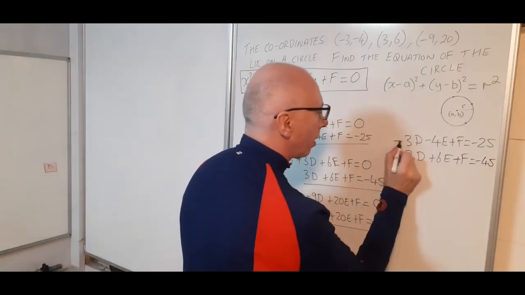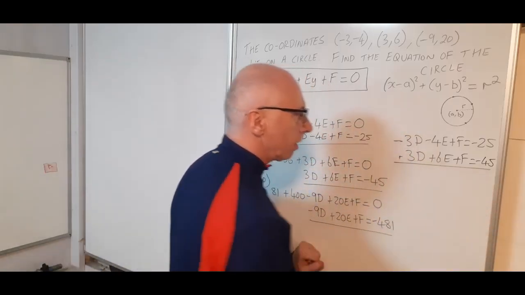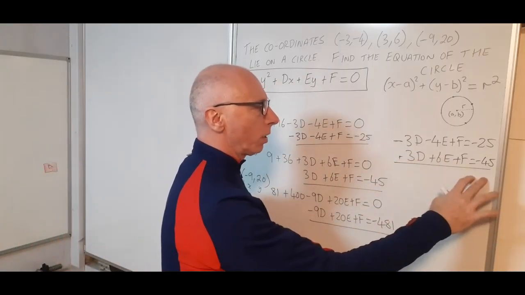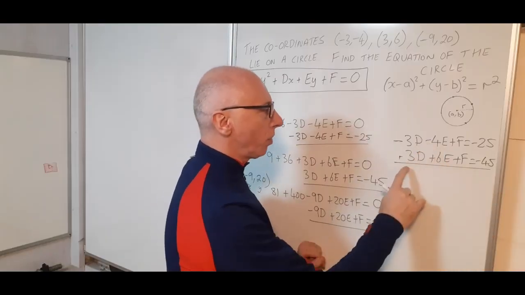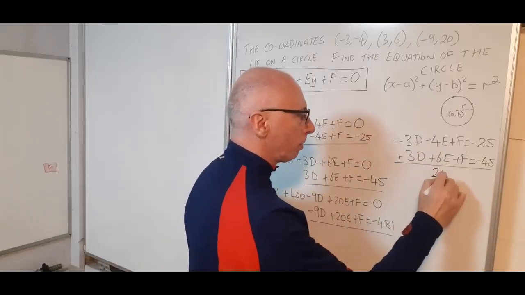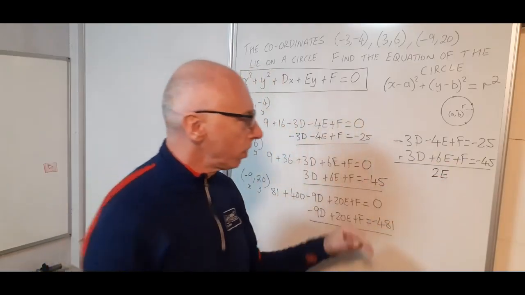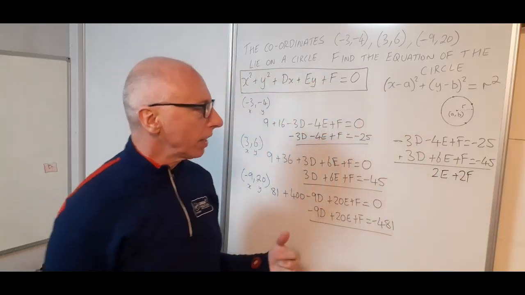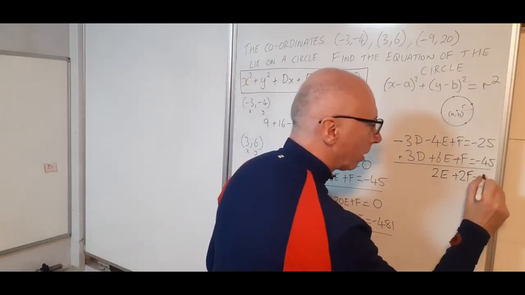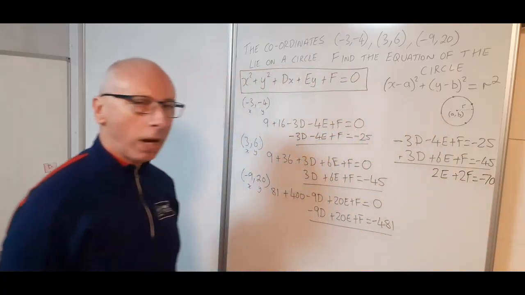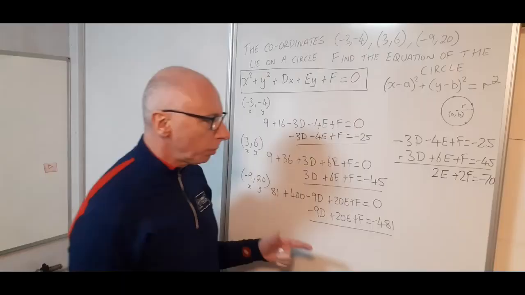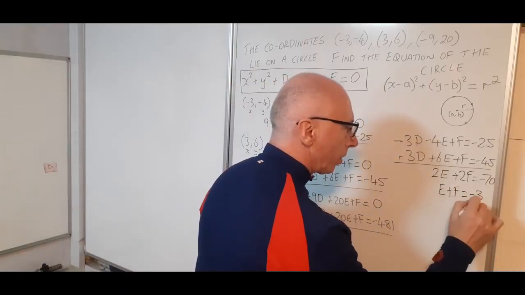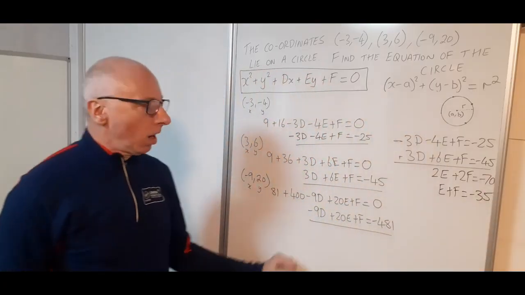If I add them together, that will make the d's disappear, and I'll be left with two unknown variables in one equation. So -4e + 6e gives me 2e. f and f is 2f. And -45 minus 25 added together is -70. Okay, well, I can divide through by 2, that would be legitimate. So e + f equals -35.